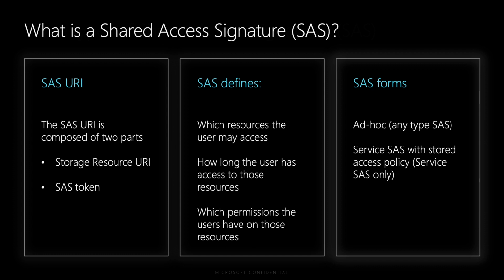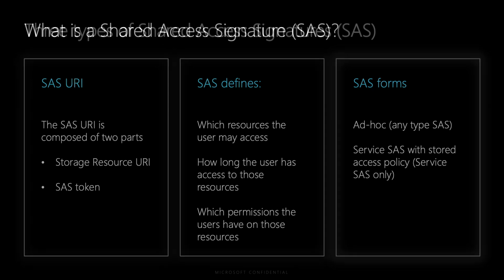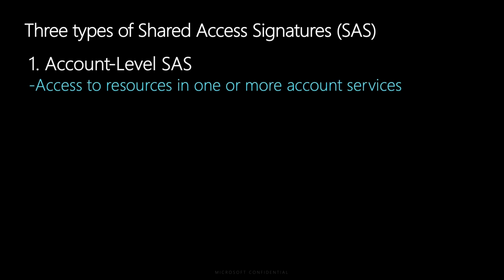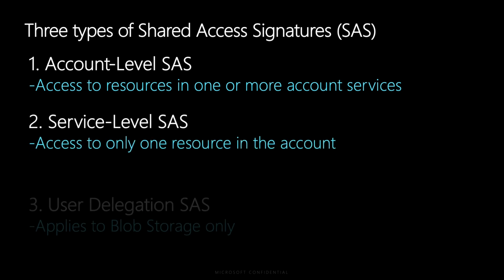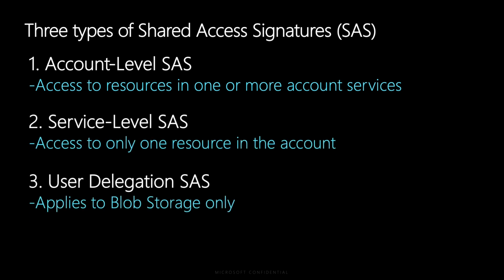The two forms, ad hoc and service SAS with stored access policy, are not to be confused with the three different types of SAS, which we will now take a look at. So for the three types of SAS, there are the account level SAS, the service level SAS, and the user delegation SAS. The main differences between the three are the authorization methods and the types of resources that can be accessed by them individually.